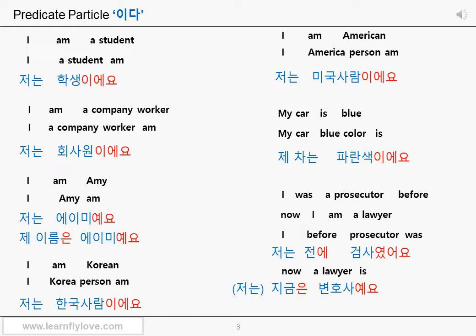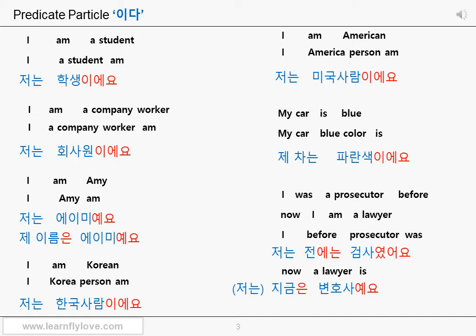The interesting thing is you can even add this auxiliary particle 는 to before, 전에, to, 전에는. Yes, because the particle 는 is an auxiliary particle which provides a certain nuance or a meaning. You can use it with a different particle 에. 는 here is optional, but if you use it, you can make the sentence sound clearer and richer. 저는 전에는 검사였어요. But 지금은 변호사예요.